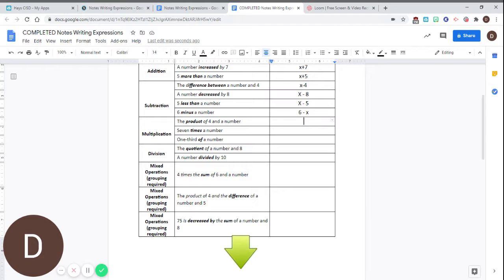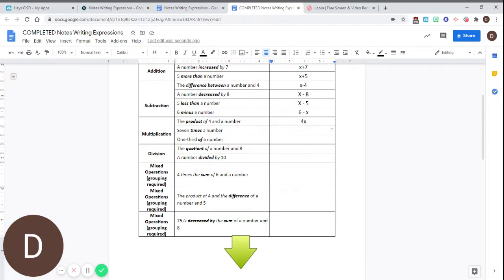Multiplication, the product of 4 and a number. Product is a key word for multiply. We can write 4 times x like this, just putting the coefficient in front of the variable. A number, we're going to let that be x. And product means multiply, and y'all were doing great with this in class. This means you're multiplying. Whenever you see something written like that, you know you have multiplication.